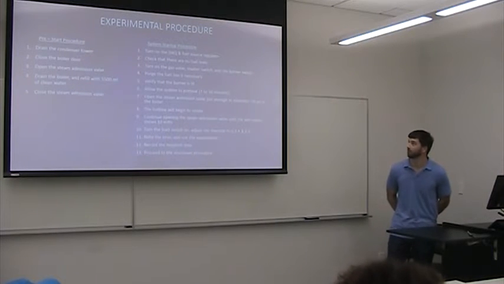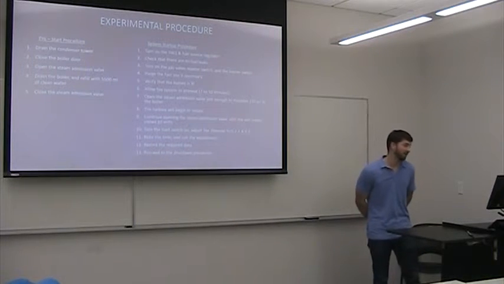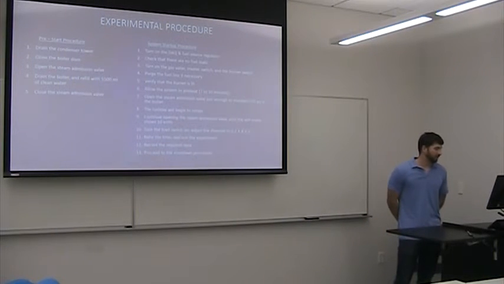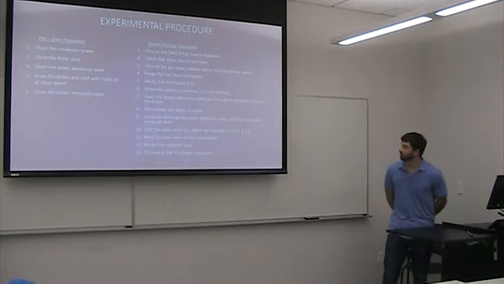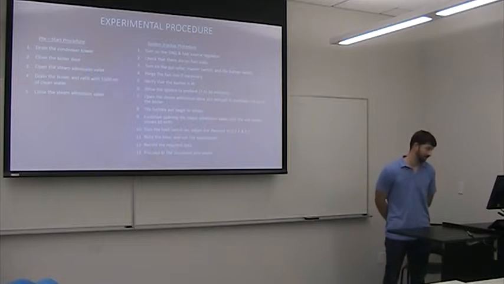And then for the actual procedure, it was really long. I tried to condense as much as possible, but we're going to turn on the DAC and the fuel source regulator, check that there are no leaks. You'll be able to smell if there's a gas leak. And turn on the gas valve, master switch, and the burner switch, purge the fuel line if necessary, verify the burner is lit, and then allow the system to preheat. Apparently this takes about 7 to 10 minutes.